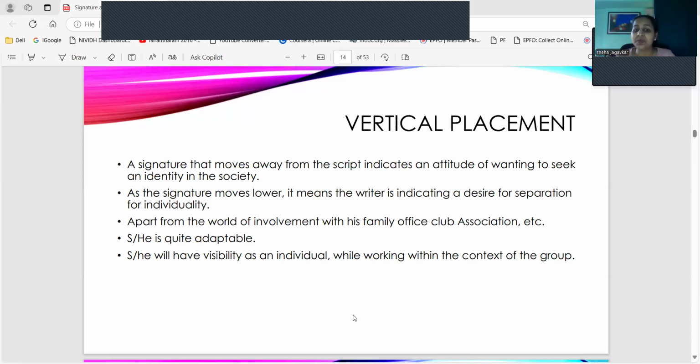Now, also, these people have a visibility as an individual while working within the context of the group. Now, there are some people whom you would find, despite their working in a group, they still have their separate identity as a human being or as an individual. So that is what I am speaking about for placement number 2, vertical placement number 2 over here. Okay.